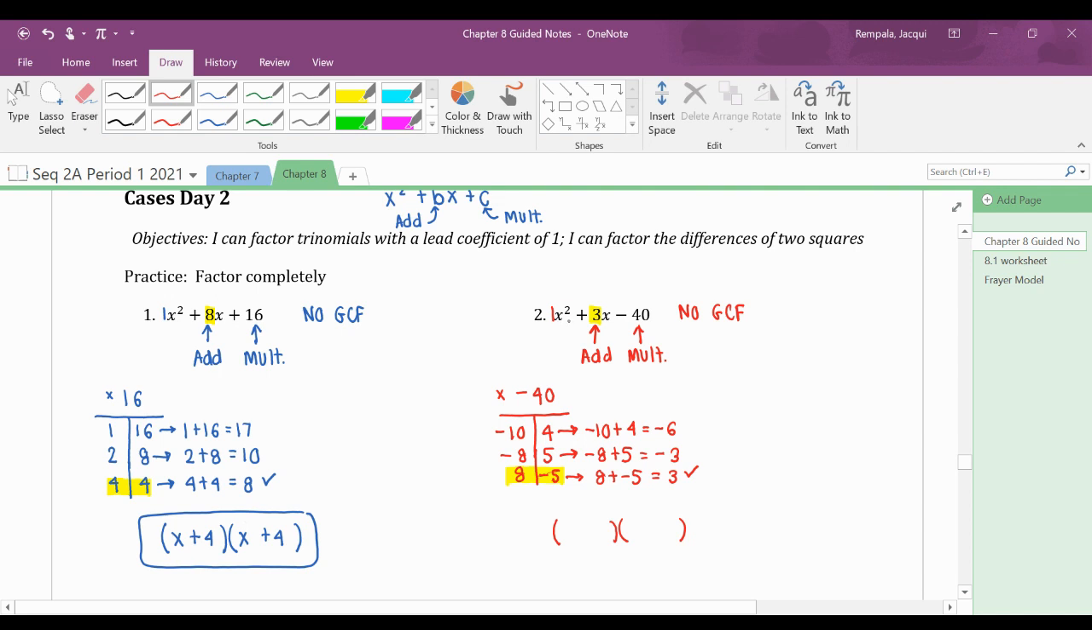Because it's a 1x squared to start off my original problem, we want 1x to start off each of our parentheses. The numbers that we found in our chart that multiplied to negative 40 and add to 3 are going to finish out the rest of the parentheses. So a positive 8 and a negative 5. And here are my two factors.